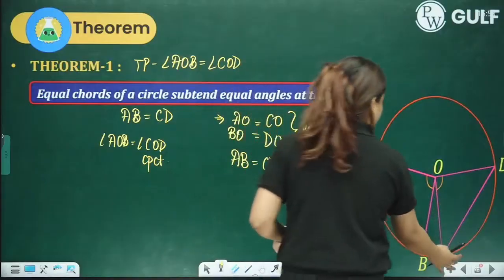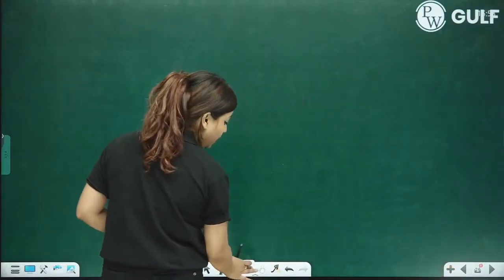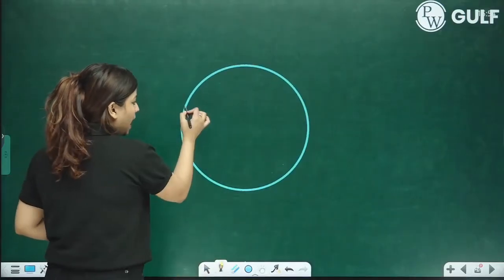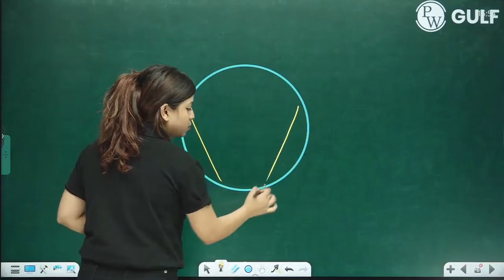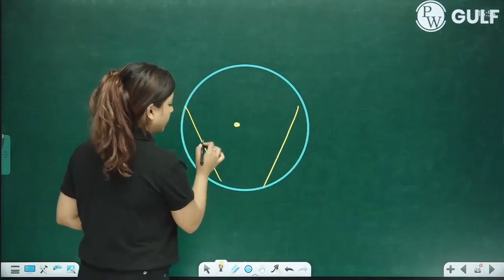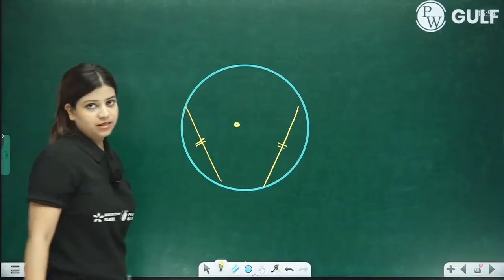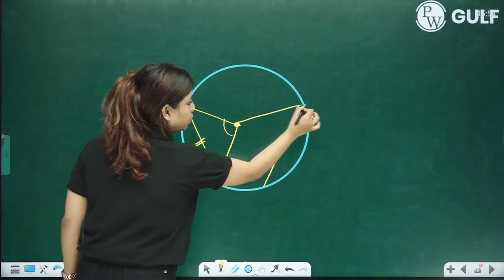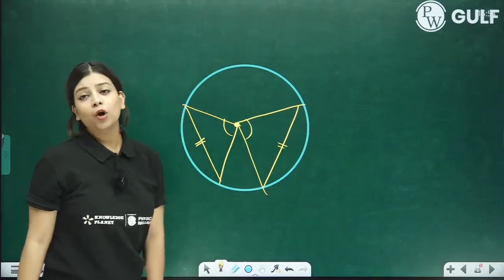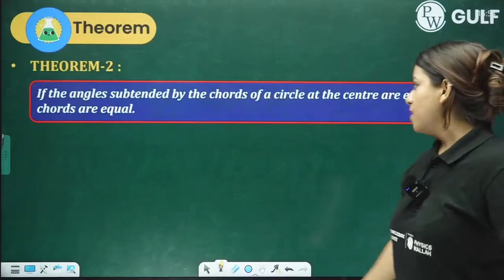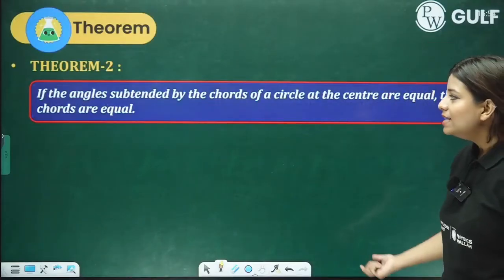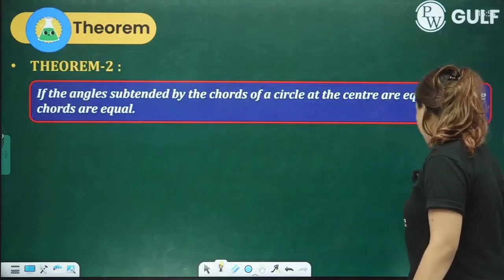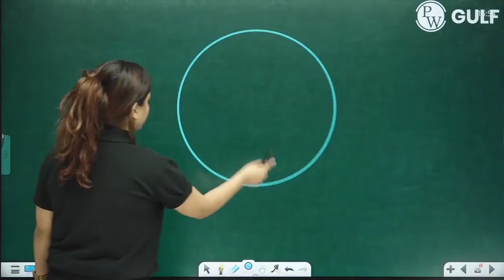So what is the meaning of the theorem that we have to keep in mind? If a circle is drawn, students, and for example one chord is equal to the other chord, and this is the center, we are given that this is equal to this. Now we can say that the angles subtended by these two chords at the center will be equal to each other. The next theorem that we have is: if the angles subtended by the chords of a circle at the center are equal, then the chords are equal. Now this is the converse of the previous theorem, and what does it state?